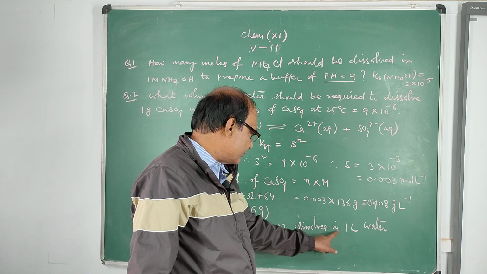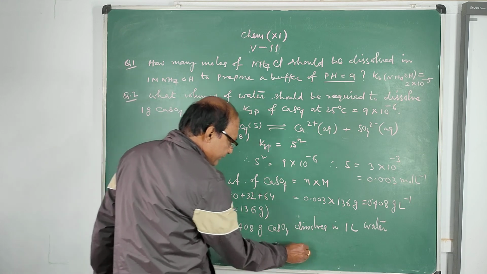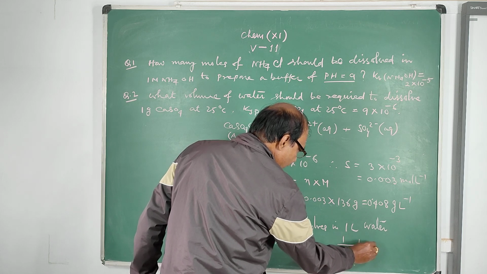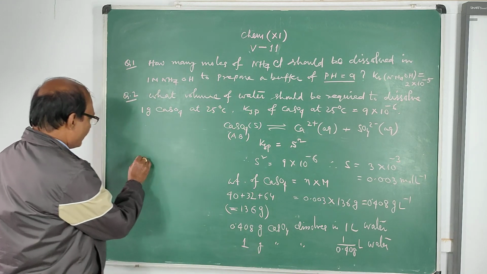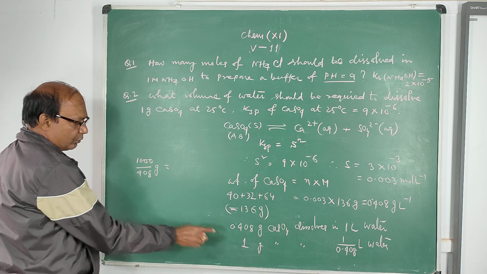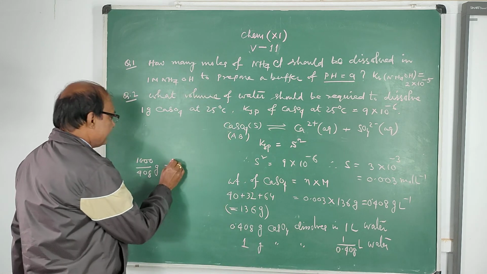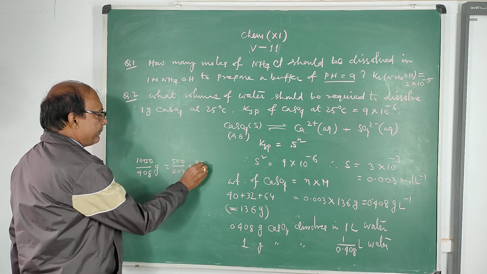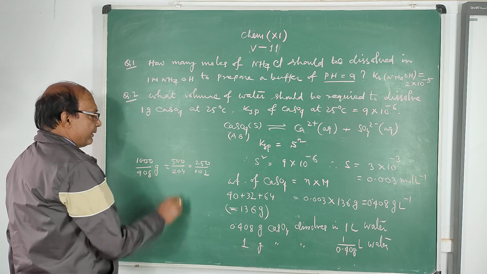0.408 gram calcium sulfate dissolves in 1 liter solution. Therefore, 1 gram calcium sulfate dissolves in 1 by 0.408 liter water. If you calculate it, this is 1000 by 408 gram. 1000 by 408 equals 500 by 204 equals 250 by 102.